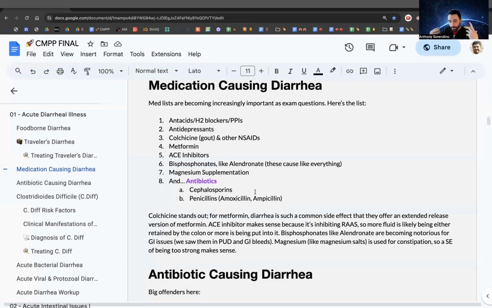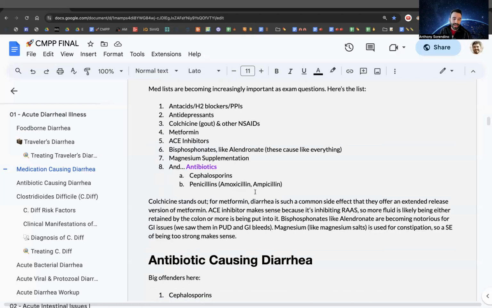Magnesium supplementation. That makes sense because when we talk about laxatives a little bit later, the osmotic laxatives like milk of magnesia and I think magnesium citrate are going to be laxatives. So they're going to cause diarrhea. They're going to work a little bit too well.